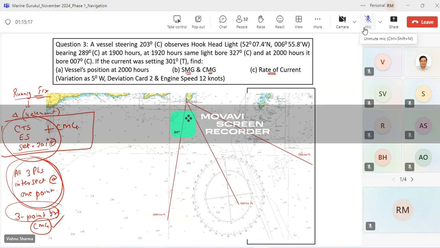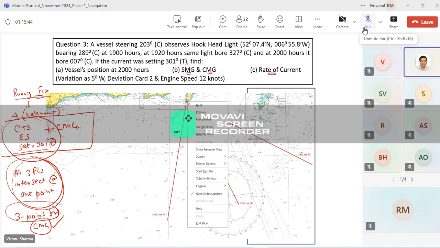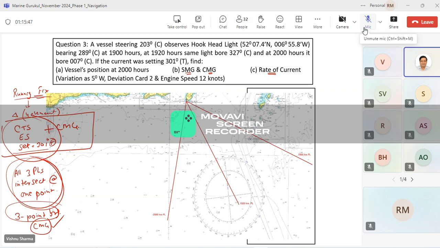So see, once you obtain CMG, you get the fourth element. You can use that and apply running fix. And to apply running fix, you should be proficient in the vector triangle game. So how do we get the CMG? To get the CMG, through the point of intersection of the lines, here, draw any line.